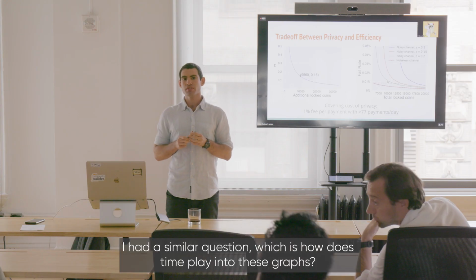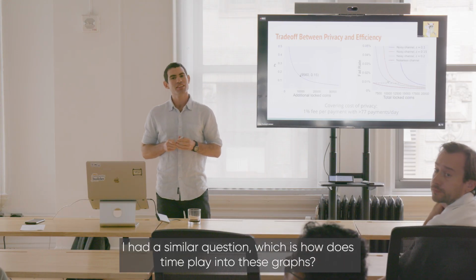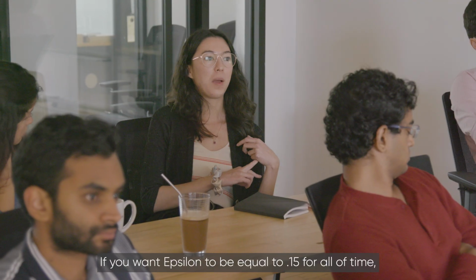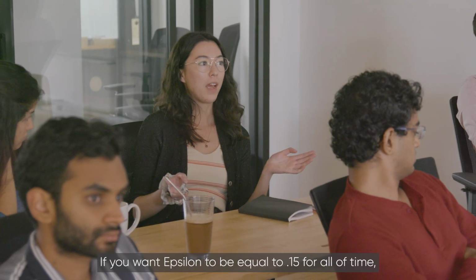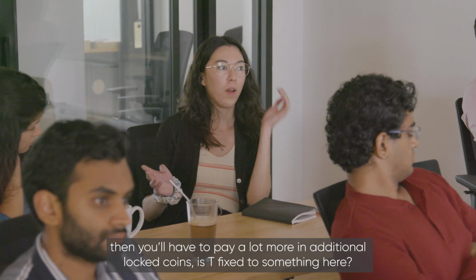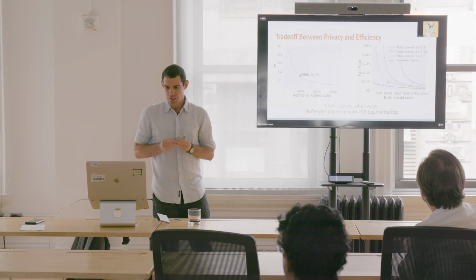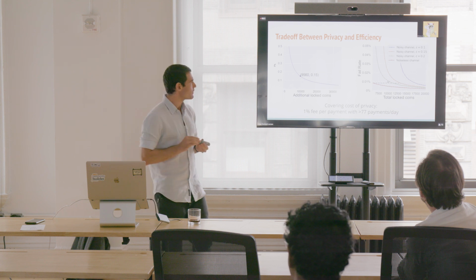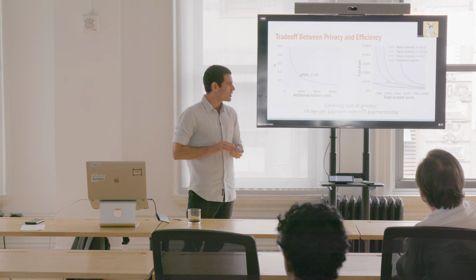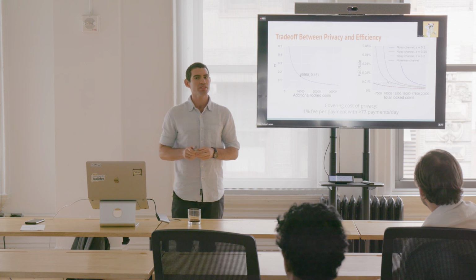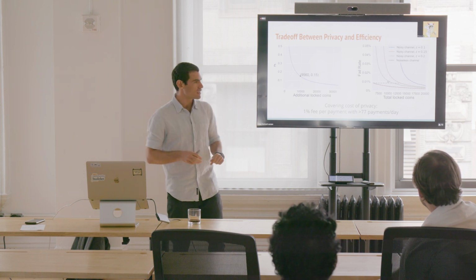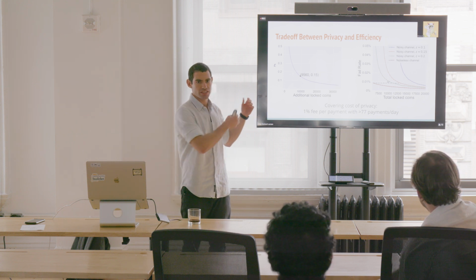I had a similar question, which is how does time play into these graphs? If you want epsilon equal to 0.15 for all of time, then you'll have to pay a lot more in additional locked coins. Is t fixed to something here? Yeah, this is really important. There are two different times in here. The t that epsilon is using is a lot of time. It's like 64 bits of time.